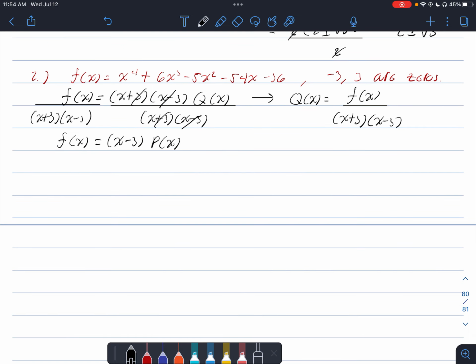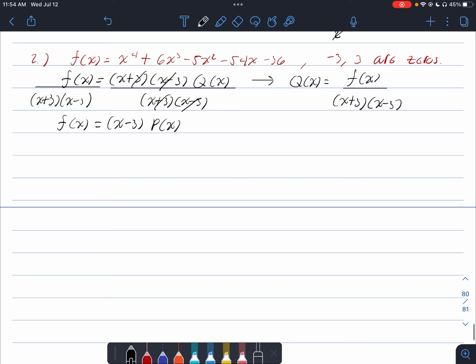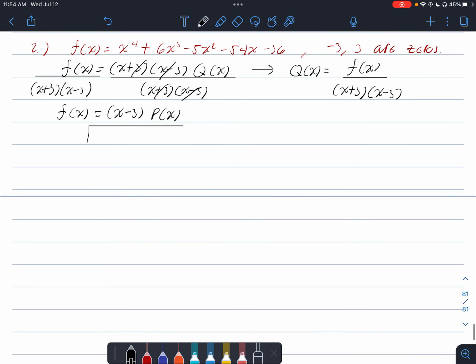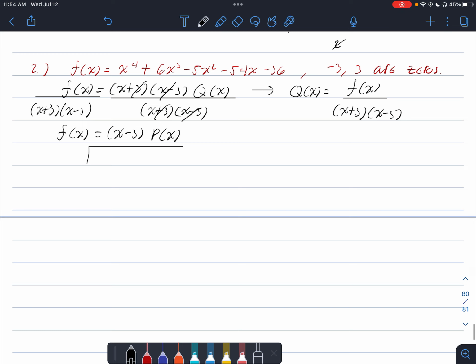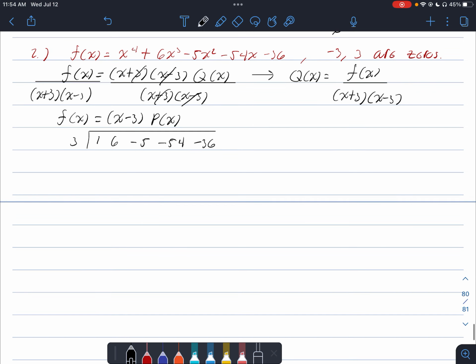So here we have our r value is going to be 3. Our 0 is 3. So we can set up our synthetic division. For our coefficients, let's put our 3 out here first. We have 1, 6, negative 5, negative 54, and negative 36. Let's go ahead and bring down this 1.